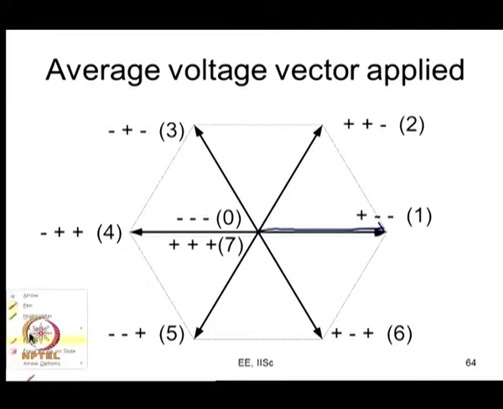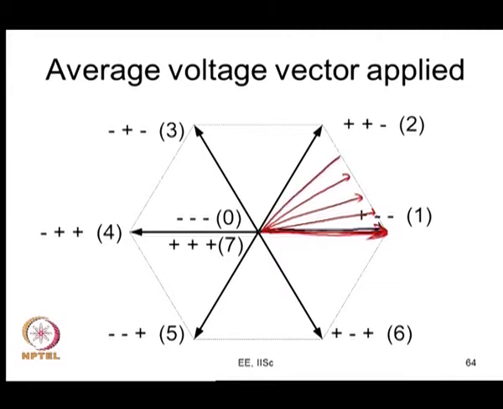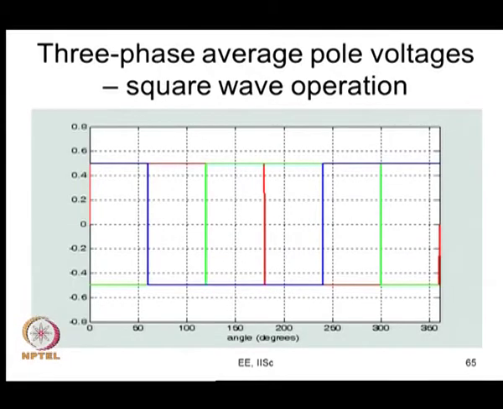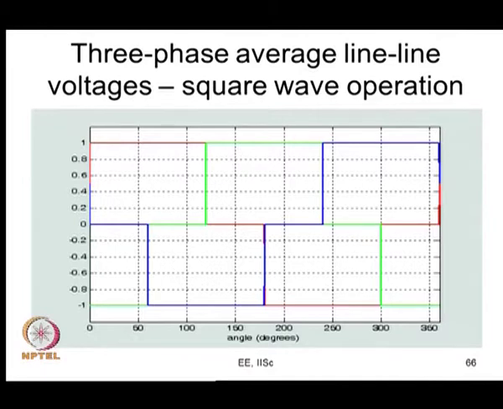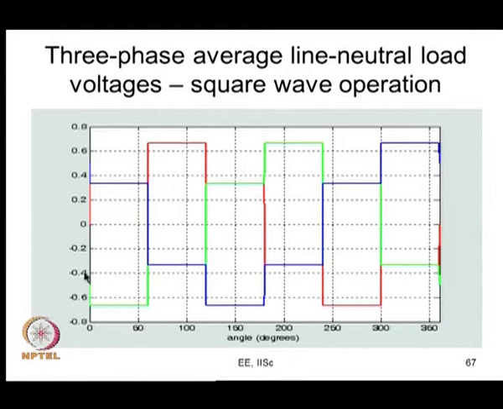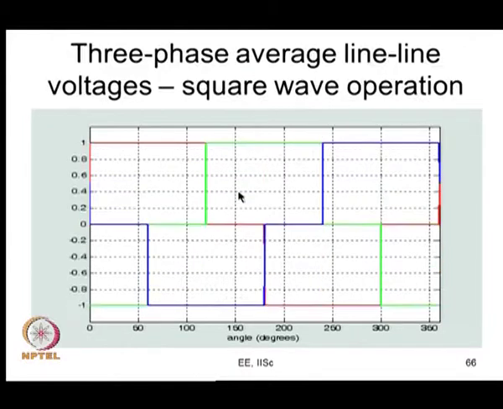Let me choose a red color. So it stays here for a number of cycles, then it moves like this, then it moves like this, then finally it goes and stays here. That is how the average voltage vectors are moving. So this is very important for us to understand how it is going to operate in the voltage space vector plane.